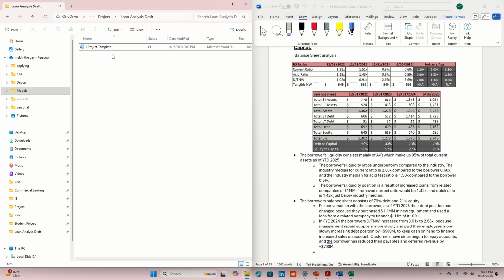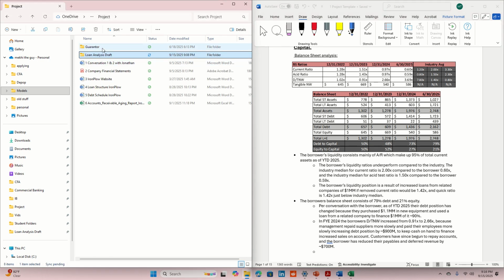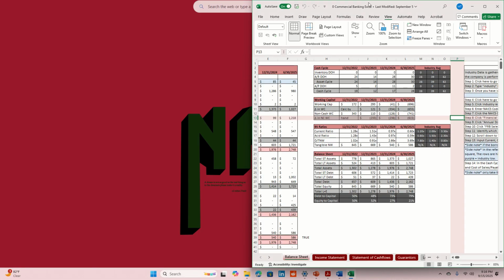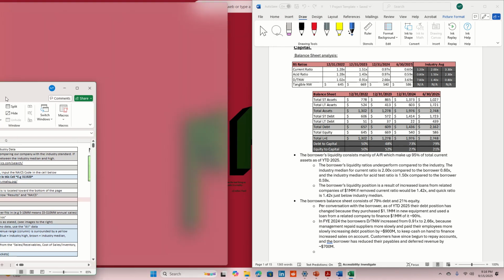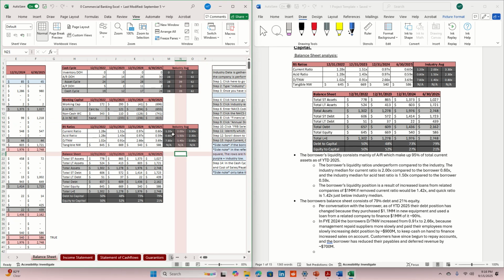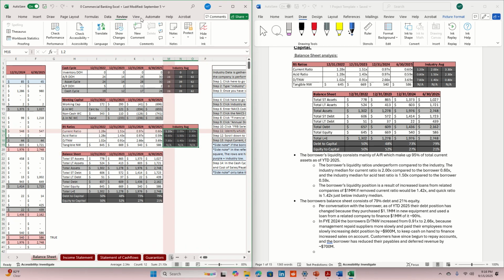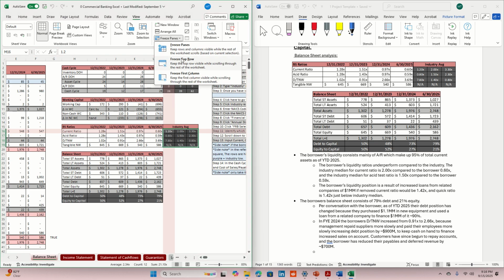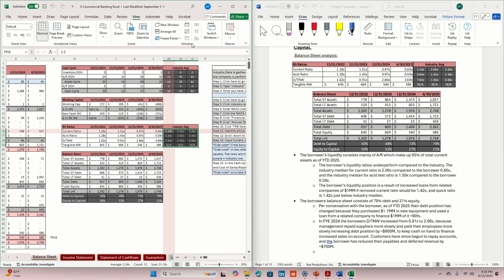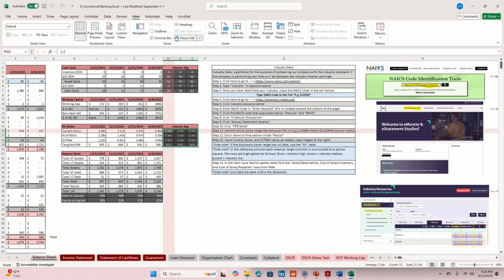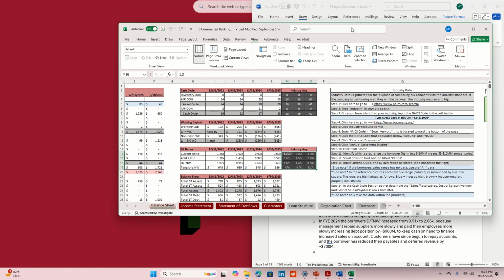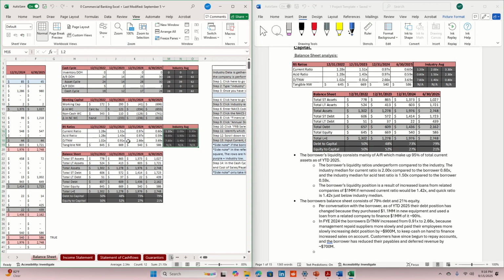I already have mine open. You're going to need to open, and that's actually all. Yeah, that's all. So we open this. If you haven't already, you're going to need to gather the industry data, right? Industry data. And focus. You're going to need to gather the industry data.